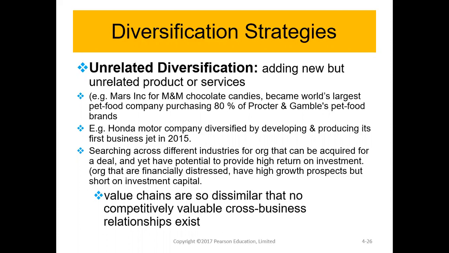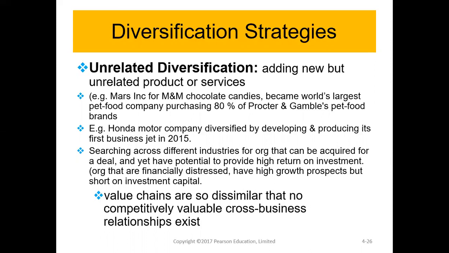Okay? So when you're thinking of unrelated diversification, you try to search across different industries for an organization that you can acquire for a good deal, but still when you buy it, there is a high potential that you can get a high return on your investment. So you are looking for organizations that are financially distressed, but still have high growth prospects. They just do not have the investment capital that you have. So when you acquire that organization, you are expected to get a high return. Okay?